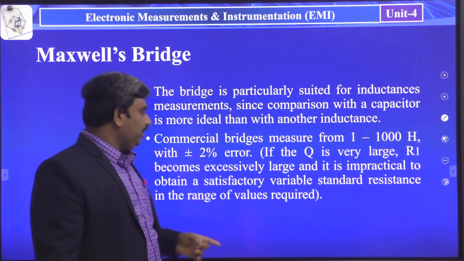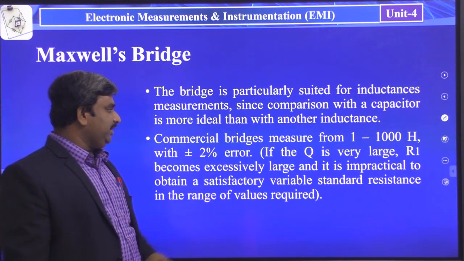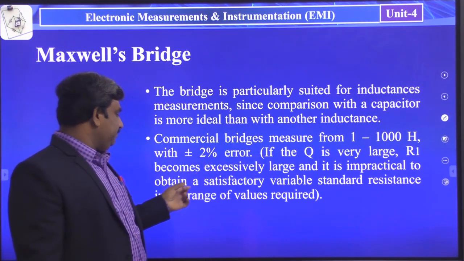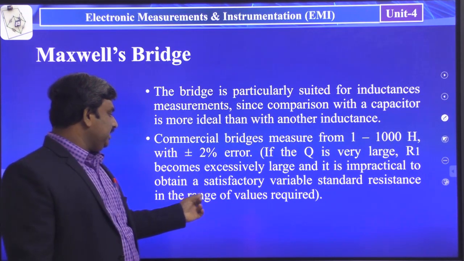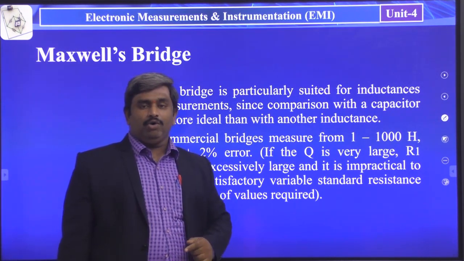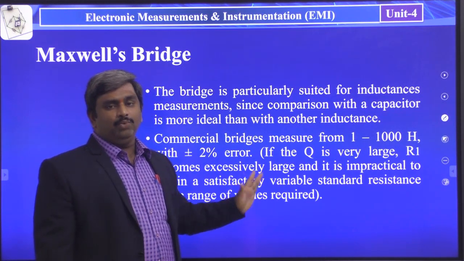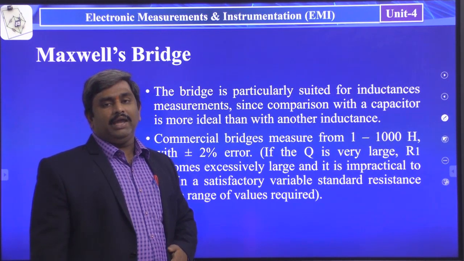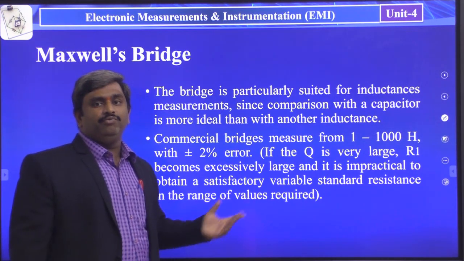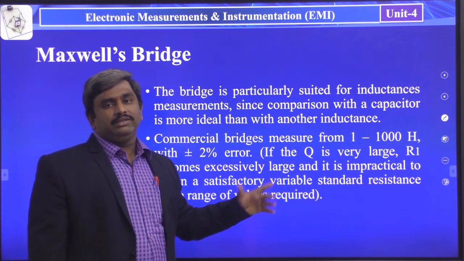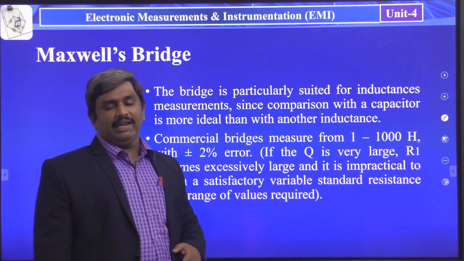If the Q is very large, R1 becomes excessively large, and it is impractical to obtain a satisfactory variable standard resistance in the range of values required. So this is the reason why we are not measuring high Q values with this bridge. If you want to measure high Q values, we have to increase the R1 value, and then the bridge is not going to be in the balanced condition.